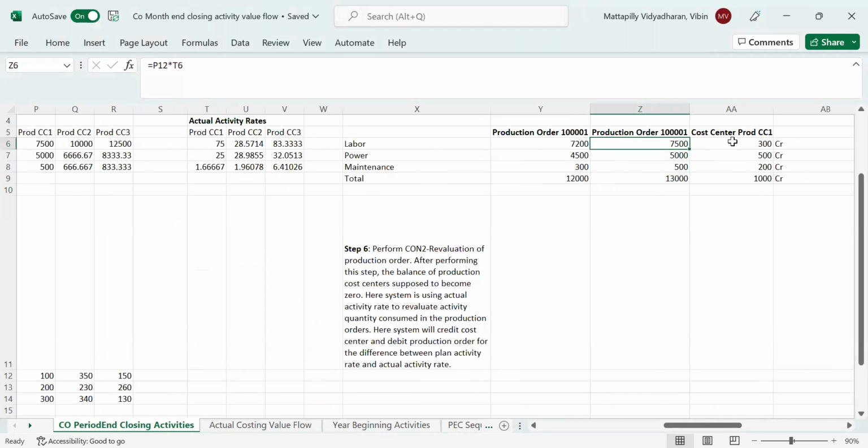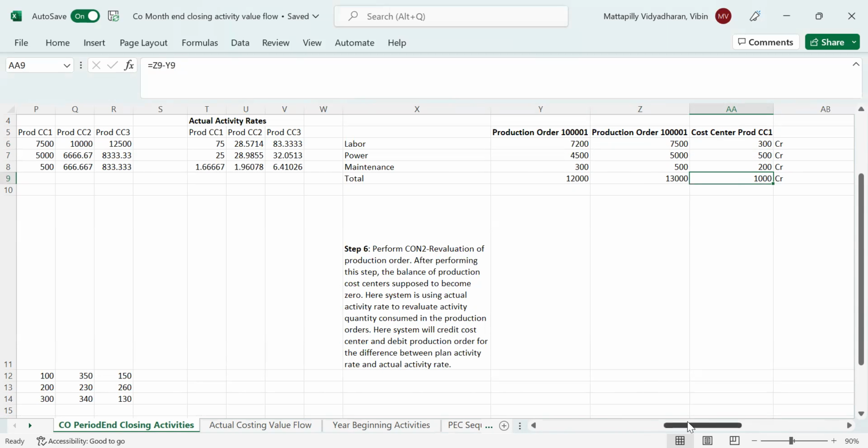Additionally, when we do the revaluation of order, the difference between this 7,200 and 7,500, that is, between the planned rate and actual rate, will get credited to the production cost center. That's 300. In the same way, it will calculate for other activity types also. The difference between these two will get credited to production cost centers. Then the total in production cost center one will become 1000 here.